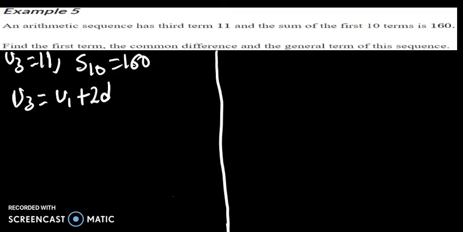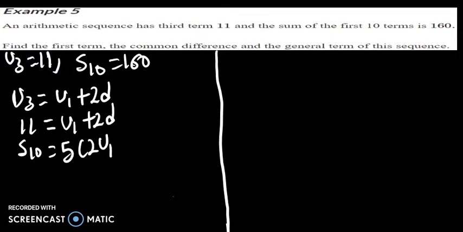Using the formula un is equal to u1 plus n minus 1 times d, that becomes 11 is equal to u1 plus 2d. And for s10, n over 2, that is 10 over 2, that's 5, times 2u1 plus n minus 1 times d, that's 9d, because n is 10, so 10 minus 1, that's 9d. So s10 is 160.